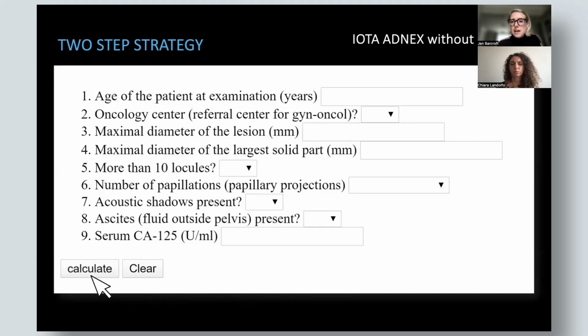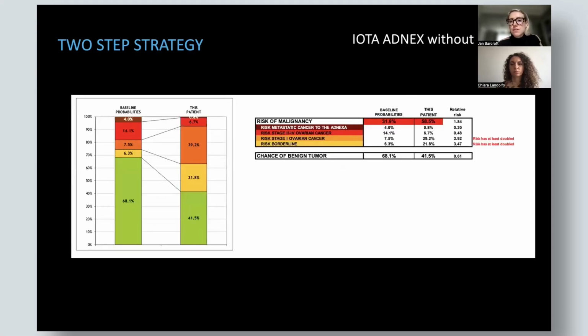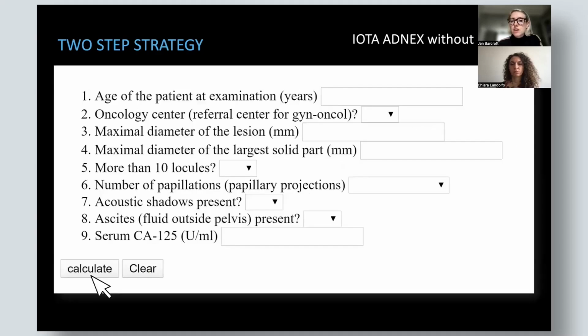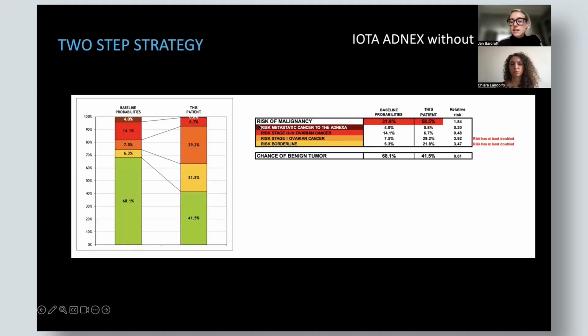Now, the good thing about ADNEX is that it can be used with or without CA125. In this case, we used it without CA125. These are the features that you input in ADNEX, and this gives us an output. If you're not familiar with how to interpret this, what you're looking at is the risk of malignancy for this specific patient. In this case, the risk of malignancy is 58.5%.